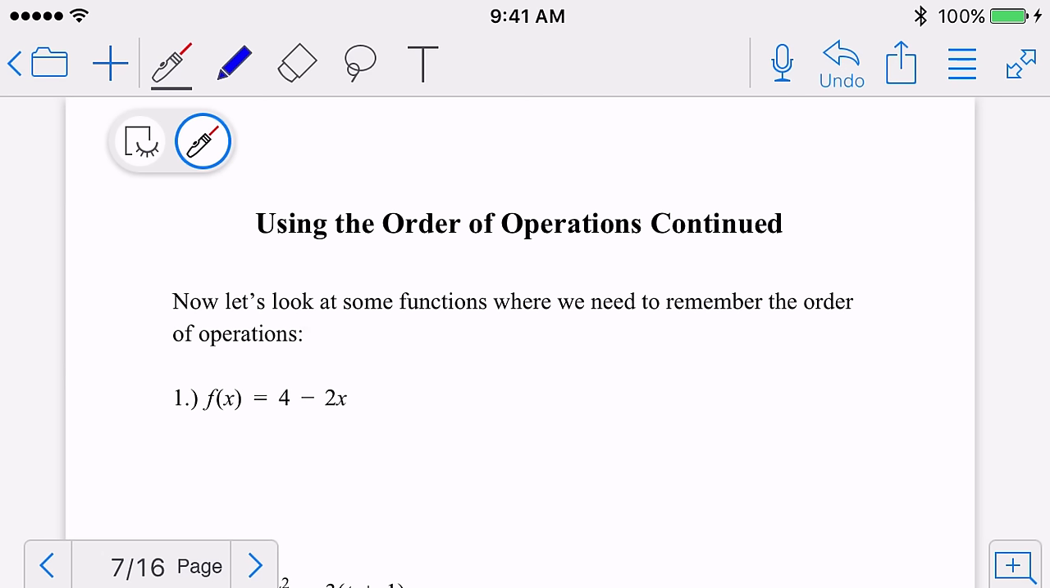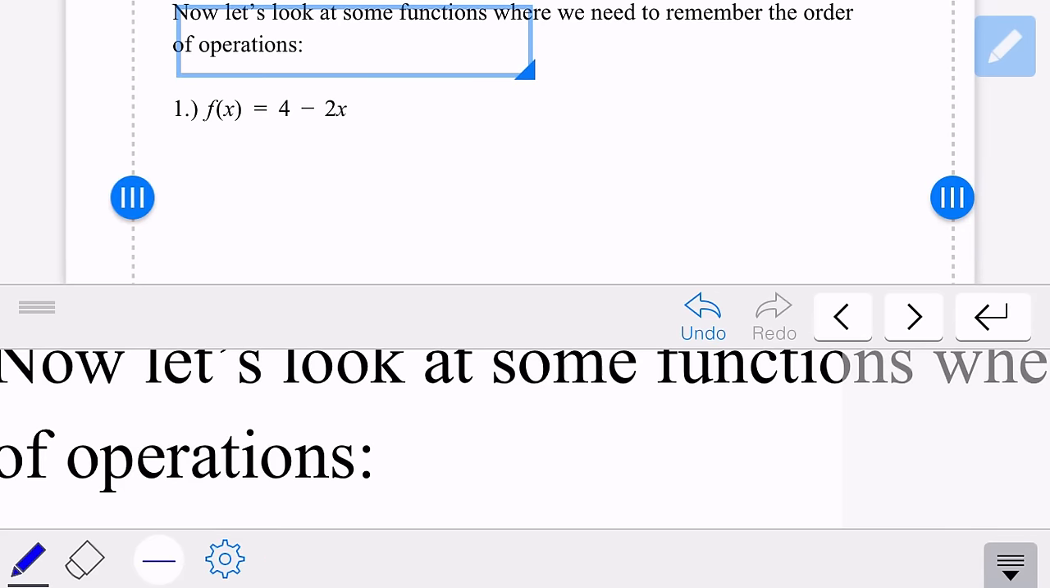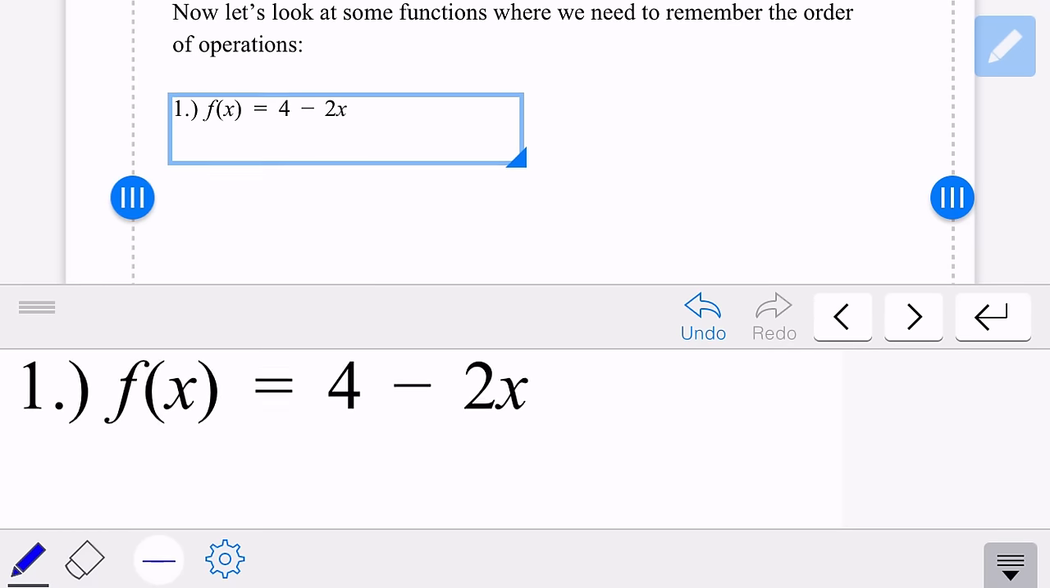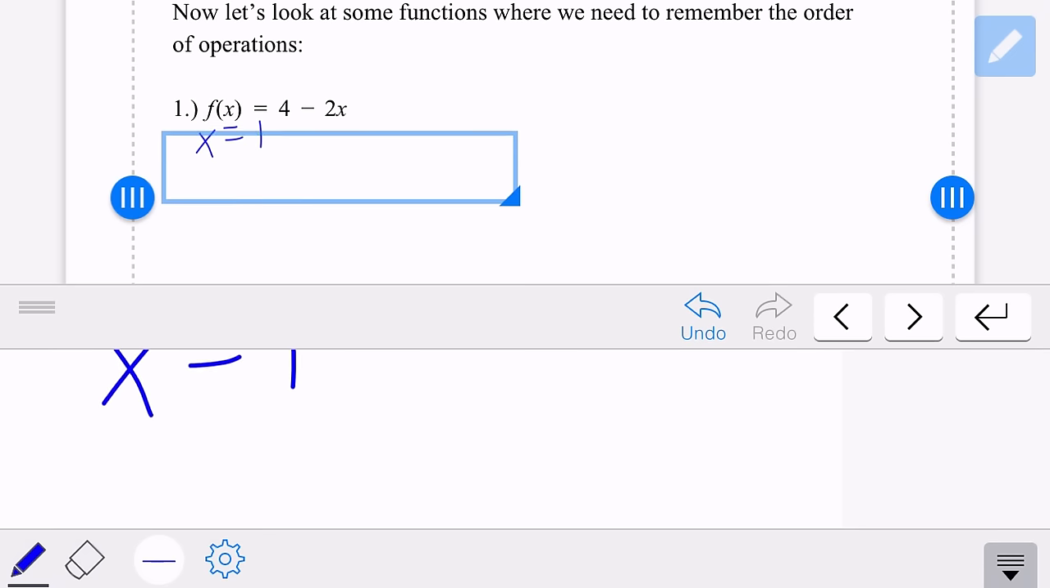Okay, f of x is equal to 4 minus 2x. So what we're going to do is think of a number for x, and we're going to plug that into our function. Remember using our function notation stuff. So let's say x is equal to 1. Okay, let's look at that example.